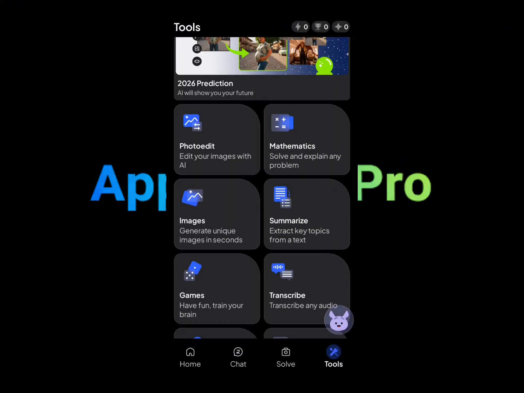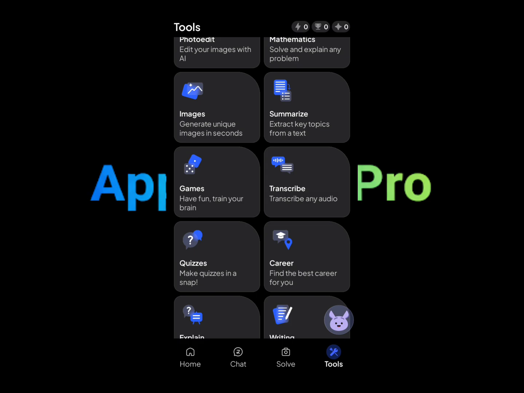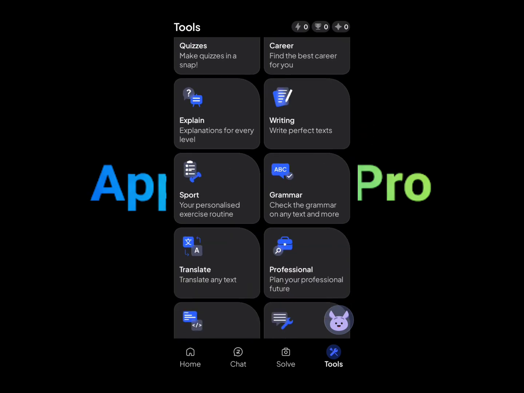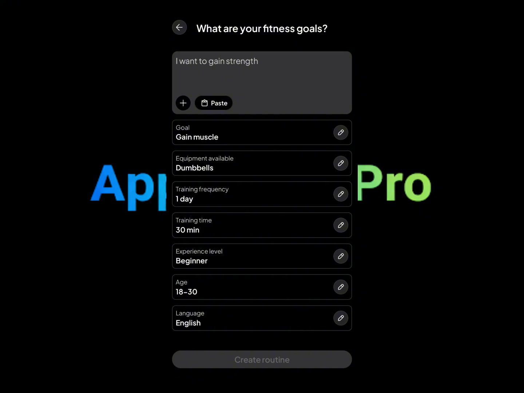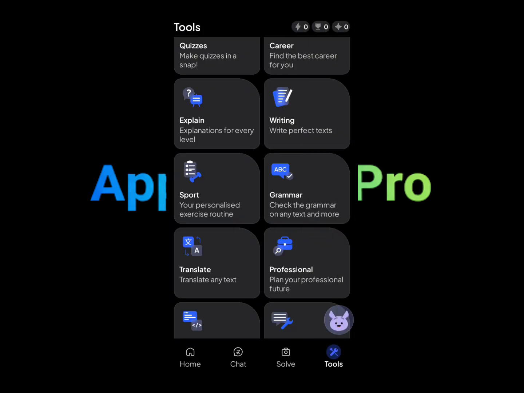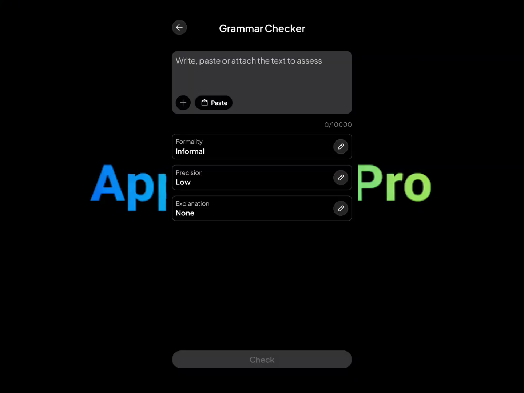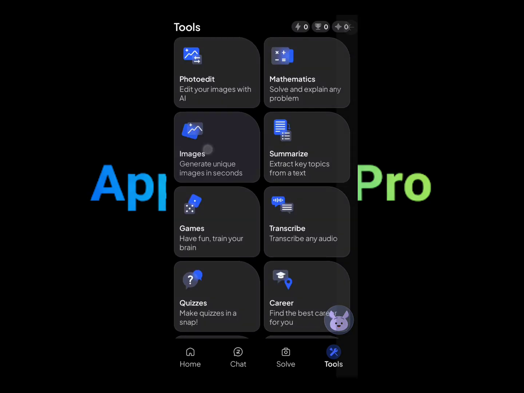You have the summarize option here, and you have a lot of different tools which you can use with this application here. You have the sports option here as well. As you can see here, it will give you plans based on the information that you have entered here, and will just create a routine for you. So you have different tools which you can use. You have the grammar options. I can go on and on about all of these tools which you can use with this application here.